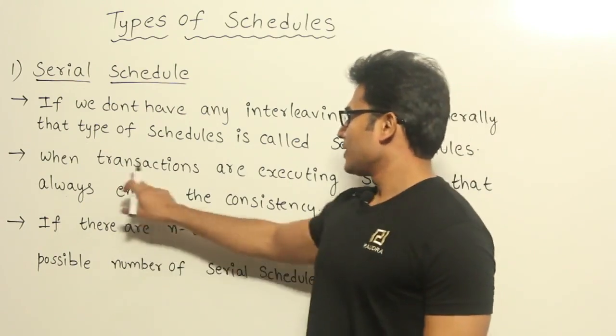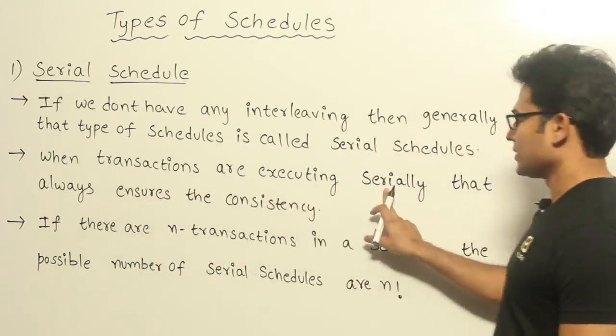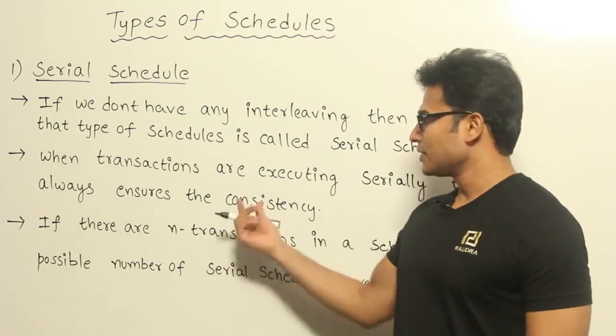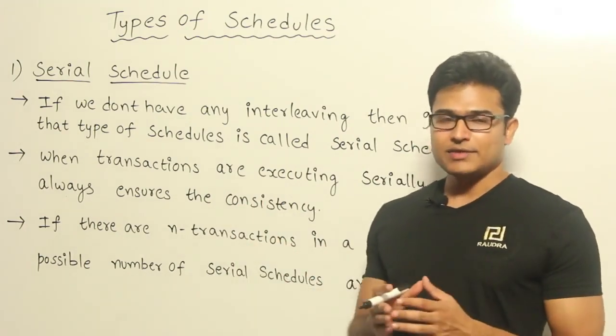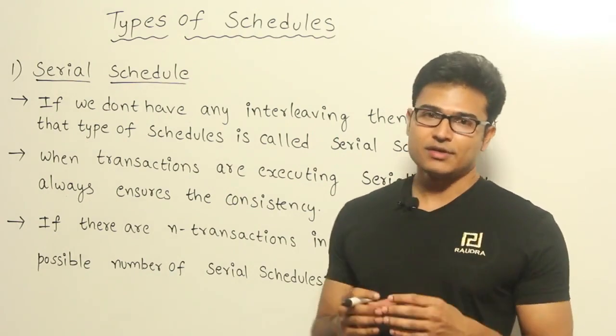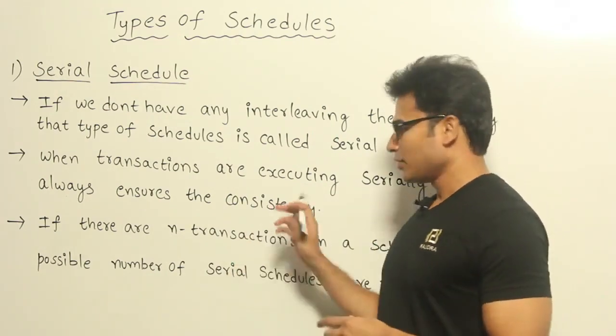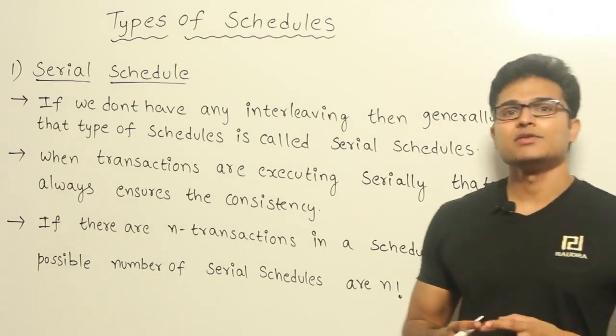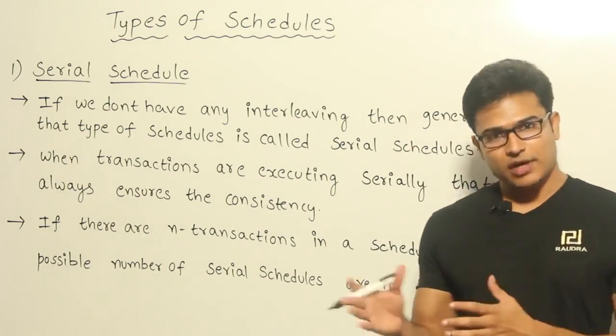Next, when transactions are executing serially, that always ensures consistency. This means that when you make sure all the transactions execute one after the other, the database is going to be consistent. Consistent means it is correct. So serial schedules are always going to give you correct answers.